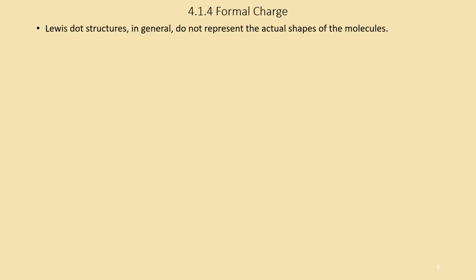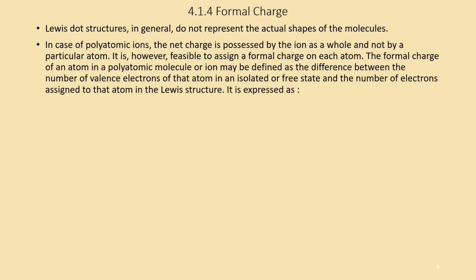Lewis dot structures in general do not represent the actual shapes of the molecules. In case of polyatomic ions, the net charge is possessed by the ion as a whole and not by a particular atom. It is, however, feasible to assign a formal charge on each atom. The formal charge of an atom in a polyatomic molecule or ion may be defined as the difference between the number of valence electrons of that atom in an isolated or free state and the number of electrons assigned to that atom in Lewis structure.